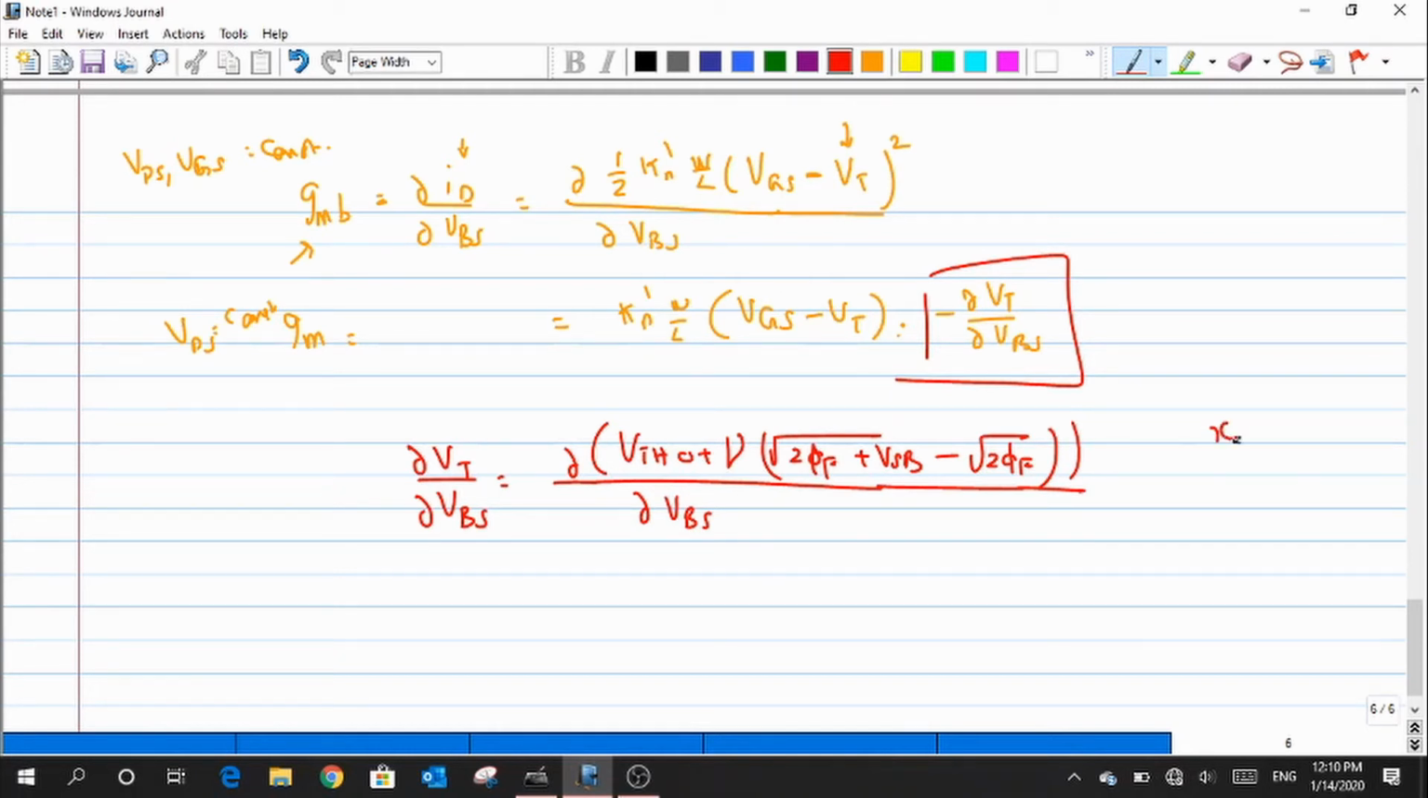I think, when I try to differentiate square root of x, what would I get? Something like this, right? Or did I forget anything? Yeah, 2.